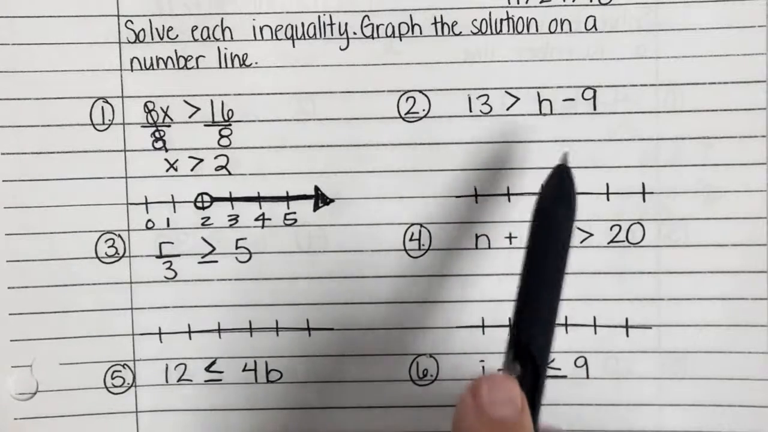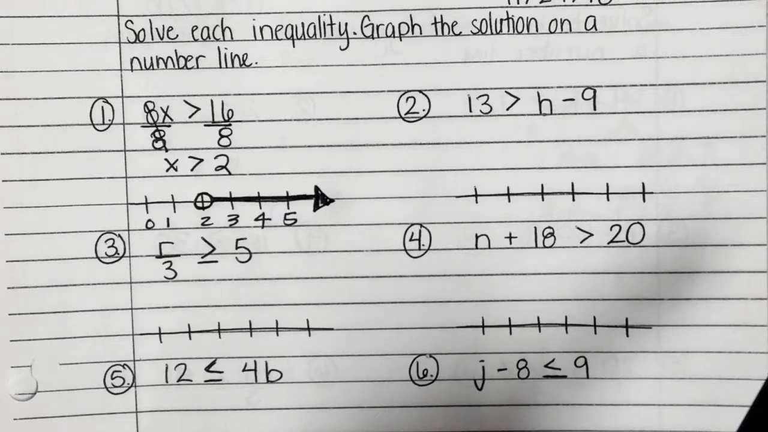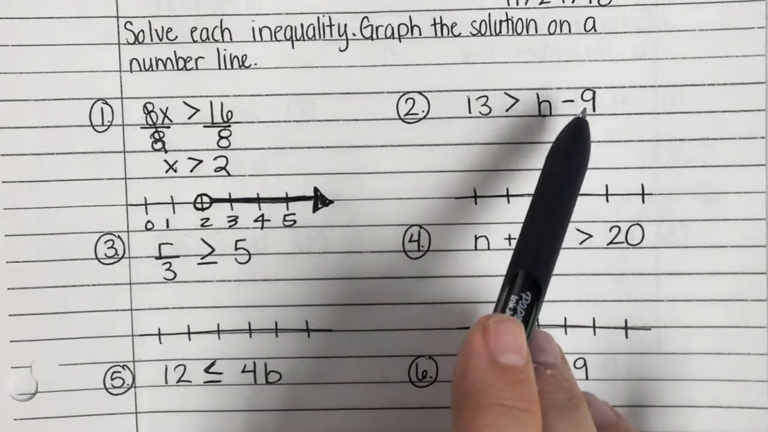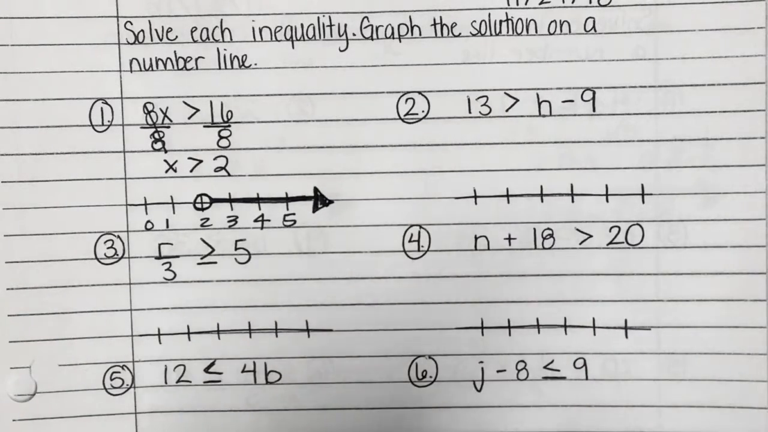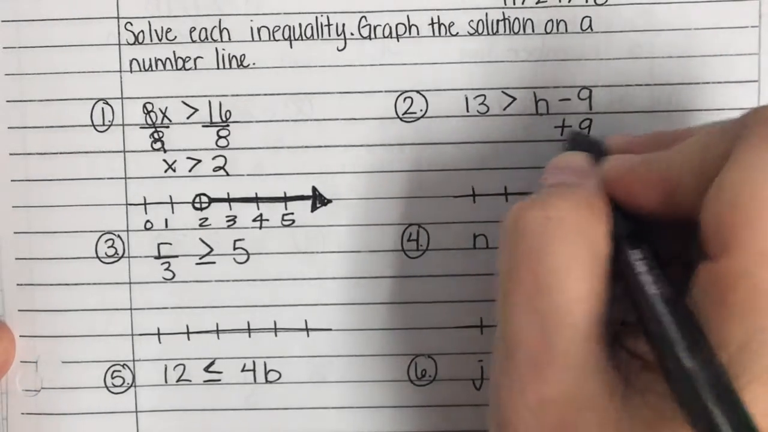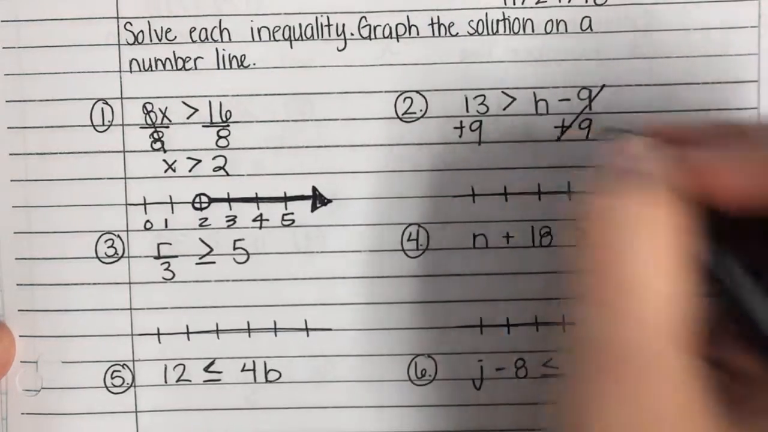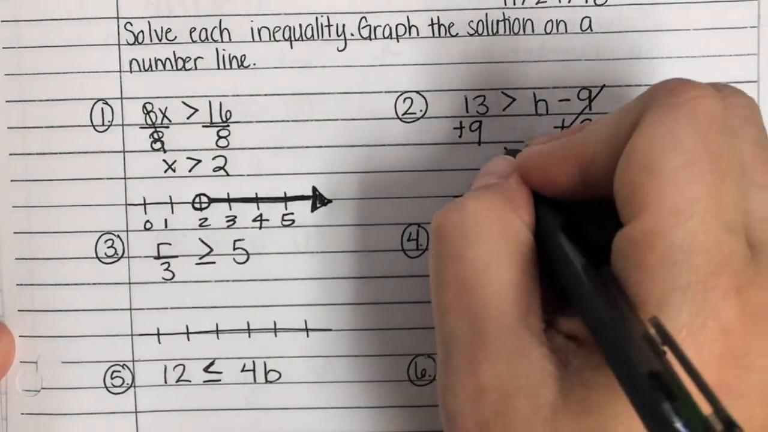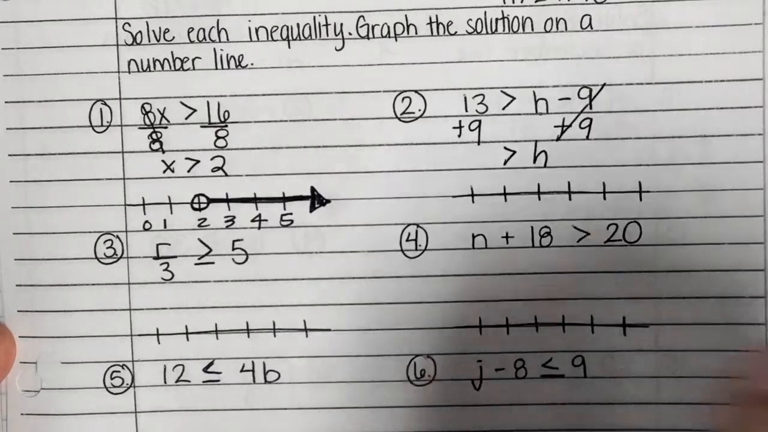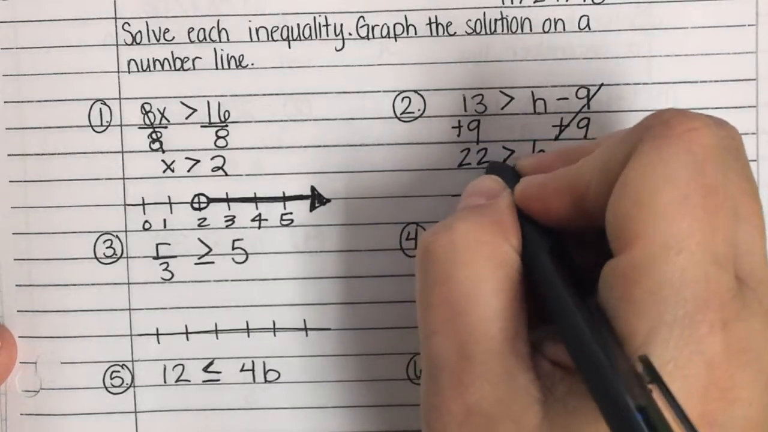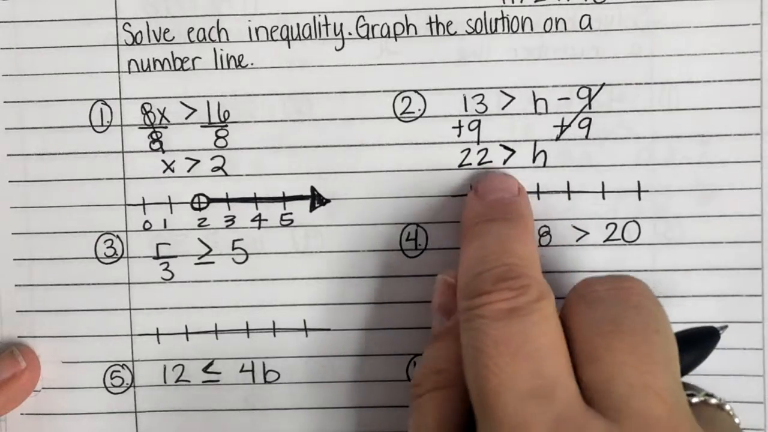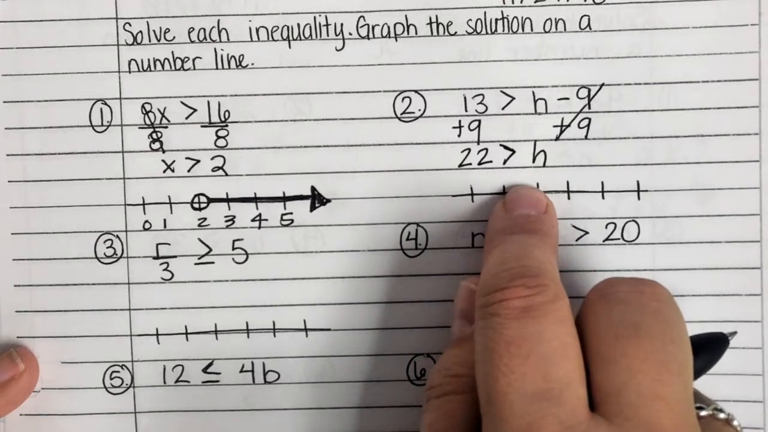What type of inequality is this? What sign is this? Minus. It's a subtraction inequality. How do I undo subtraction? Addition. And what number do I want to get rid of? 9. So I'm going to add 9 to both sides. That leaves h. And 13 plus 9 is 22.